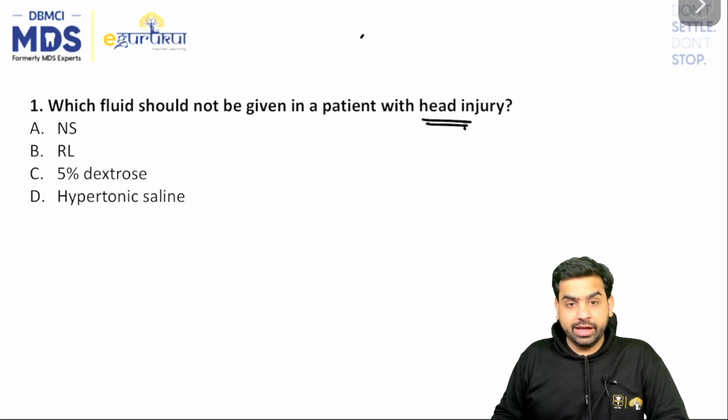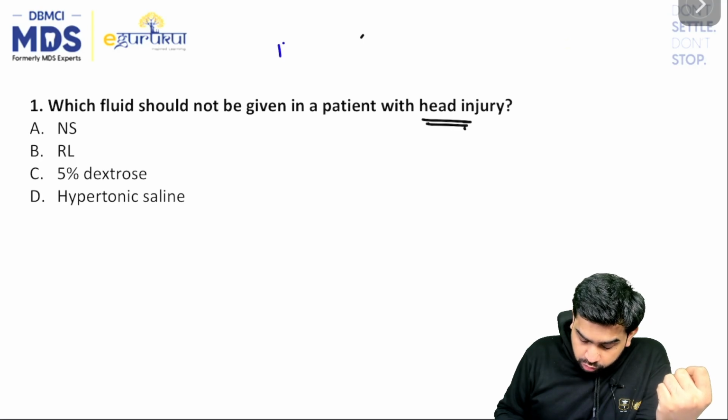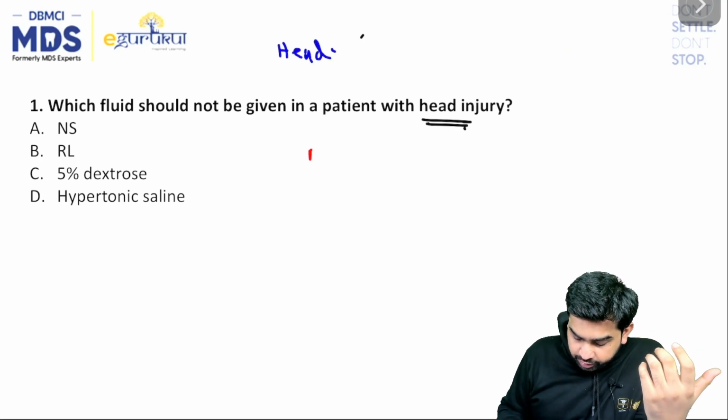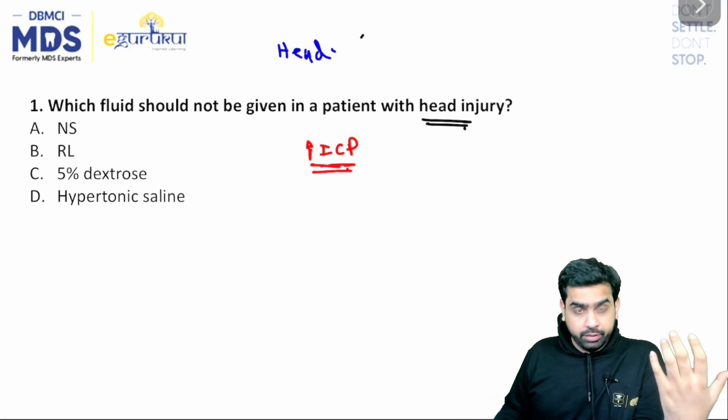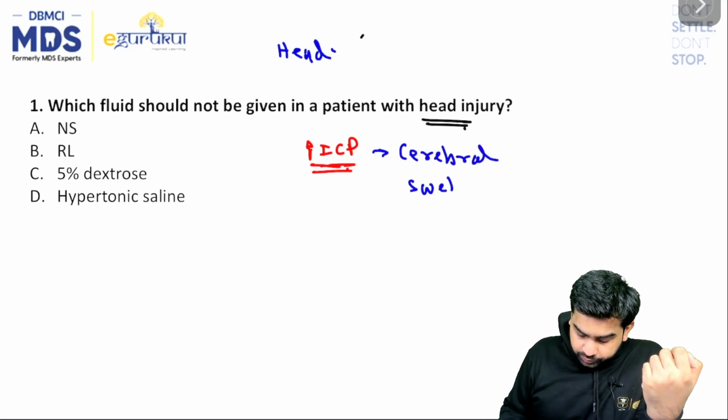Now what do you think is the basic problem in a head injury? The basic problem in a head injury is an increase in the intracranial pressure. And why is this intracranial pressure increasing? Because of the cerebral swelling, or rather edema.